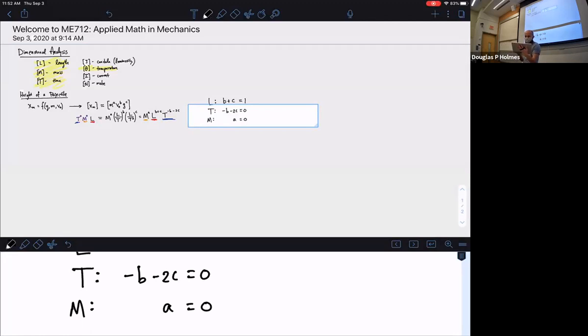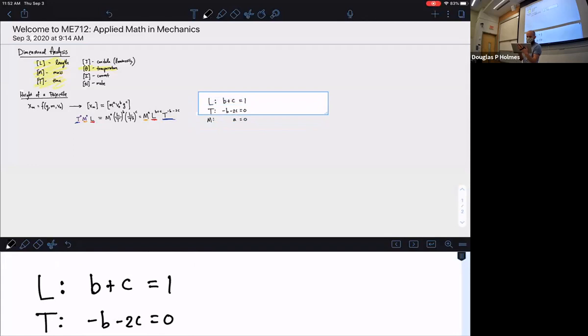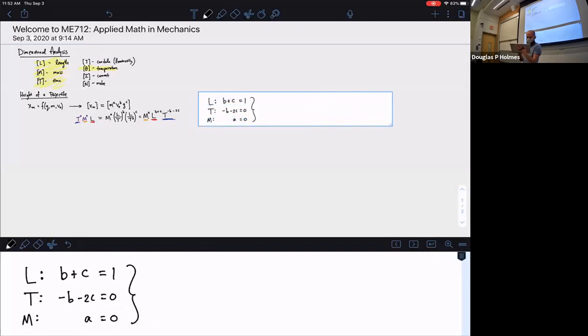And so what you'll find, we know that A is already 0, so we just really have 2 equations and 2 unknowns. If A equals 0, we can solve this to find that B equals 2 and C equals negative 1. Okay, so now we can go back to our equation, which is that x is some function of these things, and we can insert the exponents that we found just from dimensional analysis to find that my maximum height should vary as the initial velocity squared.